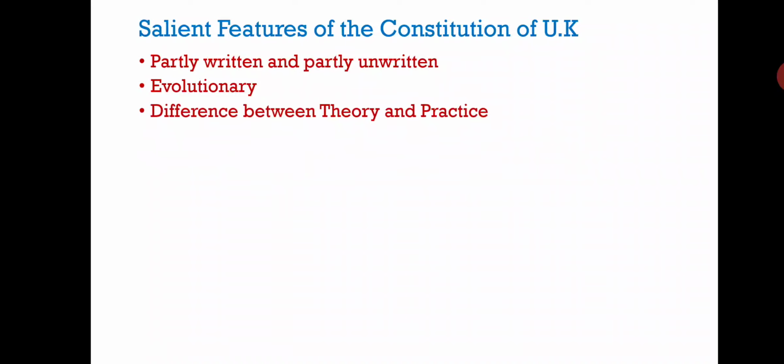Difference between theory and practice. One of the unique features of the British Constitution is the gap that exists between constitutional theory and governmental practices. In England, nothing is what it seems to be, or seems to be what it is.